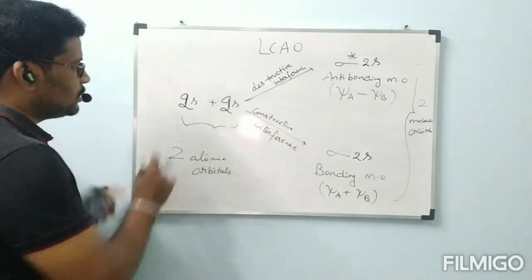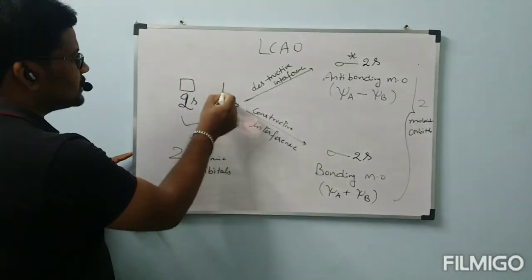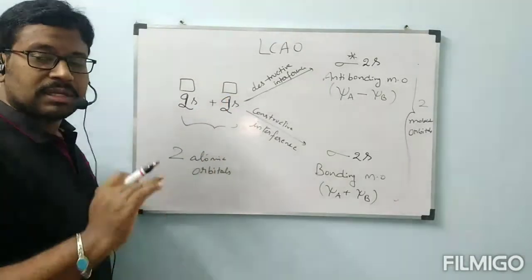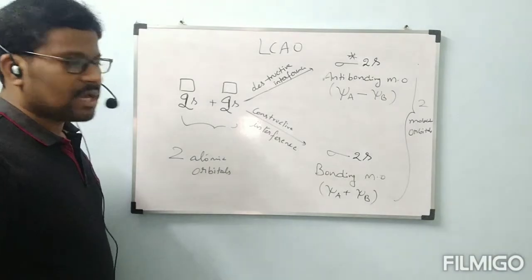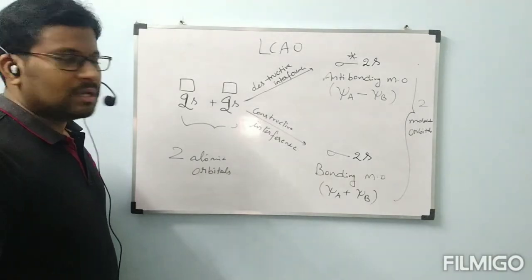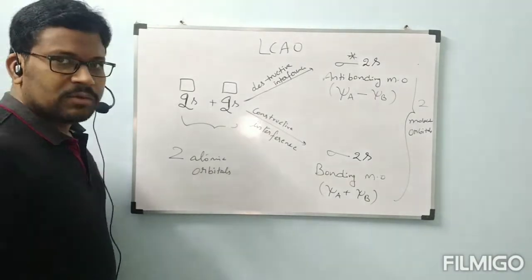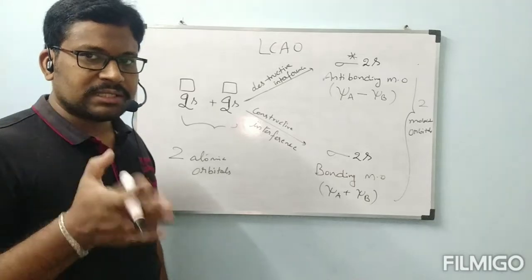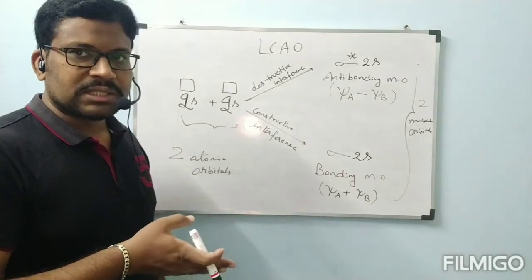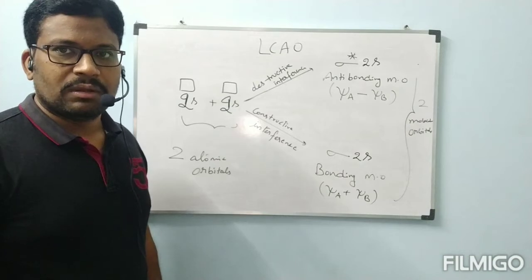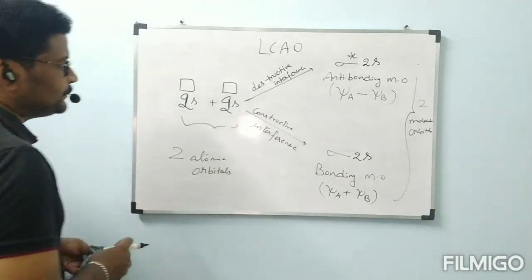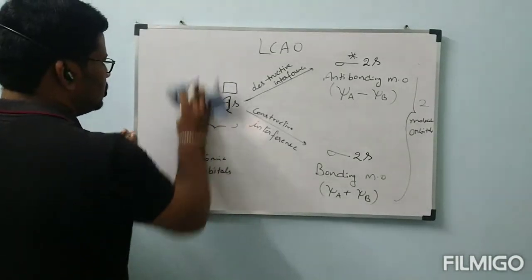See, 2s is one orbital, and the other 2s is also one orbital only. But the problem with 2p is that 2p contains three orbitals. That's why we have to look a little bit more. If you are very clear about 2s and 2s, the same way as 1s and 1s, next I am going to see 2p and 2p. Let us see.